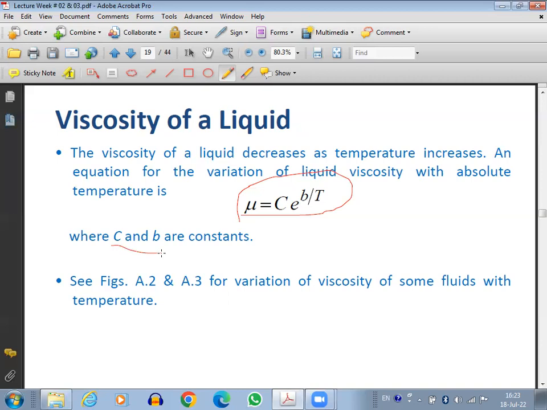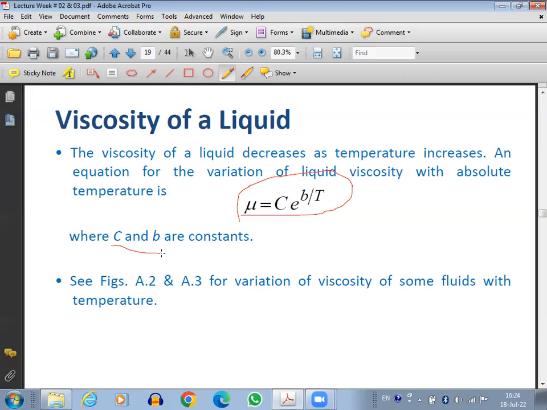Like for example, in the Sutherland equation, S was the constant. There was one constant. Here there are two constants, C and B. E is exponential. What is the value of e power 1? Numerically, 2.7 something, right? Okay. So you should know this. 10 power 1 is 10, e power 1 is 2.7 something. Okay. You should know how to use it in calculators.